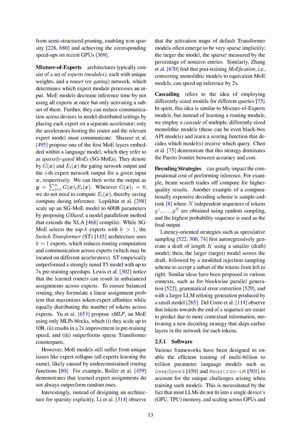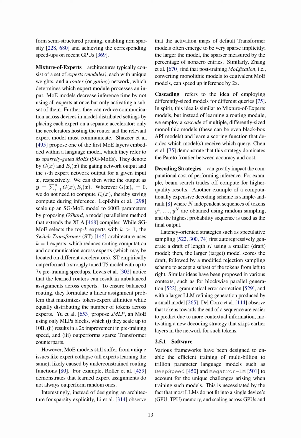However, it's important to note that the router function can sometimes lead to unbalanced assignments across experts. To ensure equal distribution of tokens across experts, a linear assignment problem was formulated to optimize token-expert affinities. There is also a variant of MoE known as sMLP that exclusively uses MLP blocks. This model was successfully scaled up to 10 billion parameters, doubling the pre-training speed, and even outperforming its sparse transformer counterparts. Despite these successes, MoE models are not without their challenges.